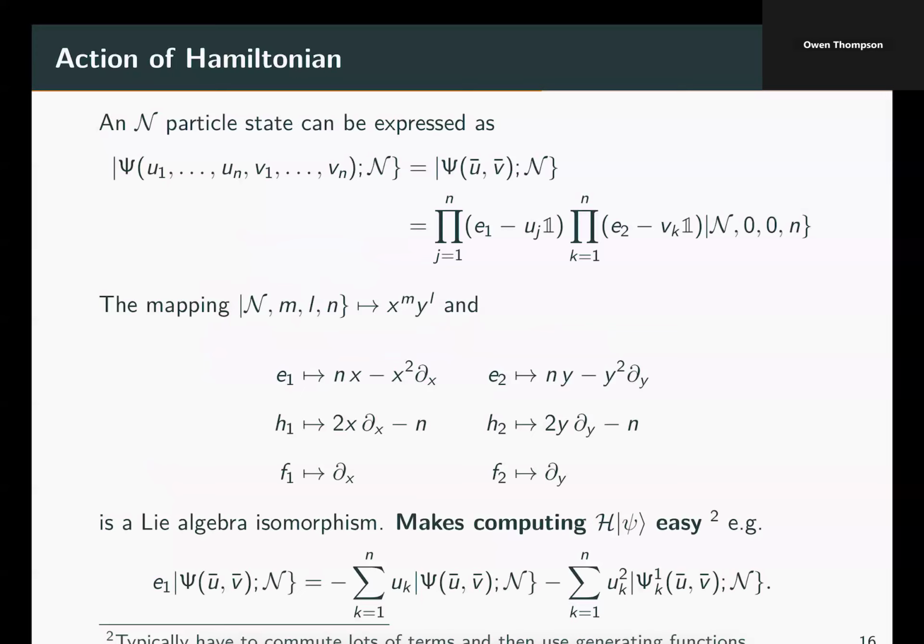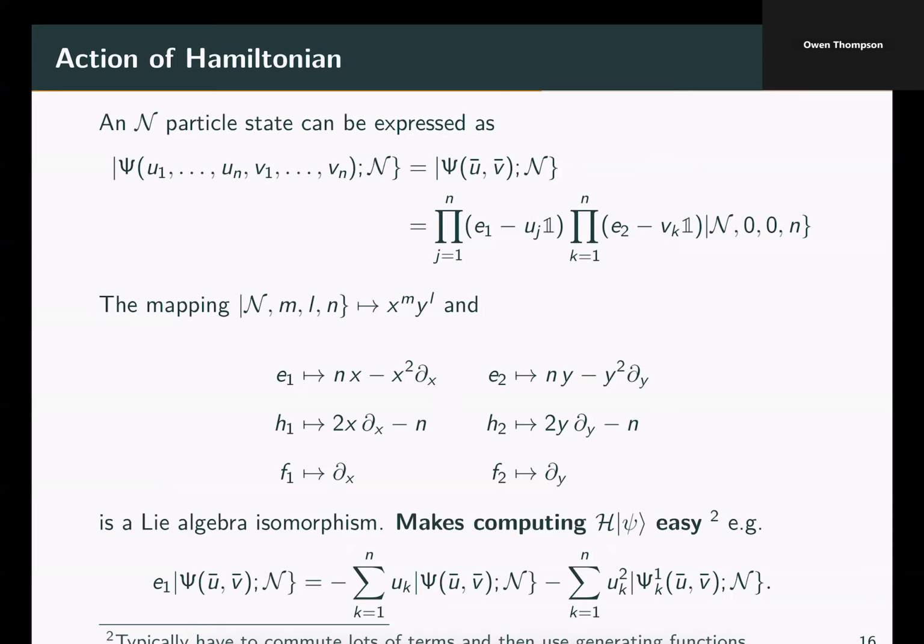To do that, we just take the general n particle state. You can write it out in terms of complex numbers, u and v. These are called Bethe roots, but this is a set of complex numbers. And you can then write your general state in this product form, just a polynomial in E1 and E2 and those complex numbers. And so we want to find the action of the Hamiltonian on this general state.